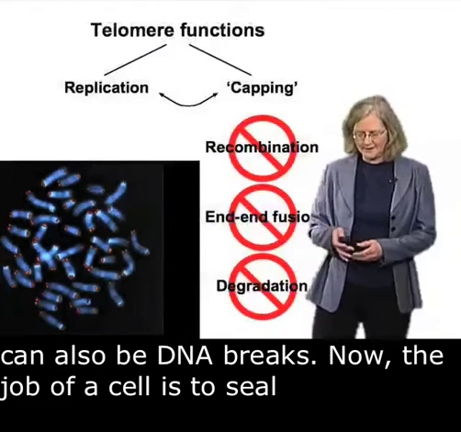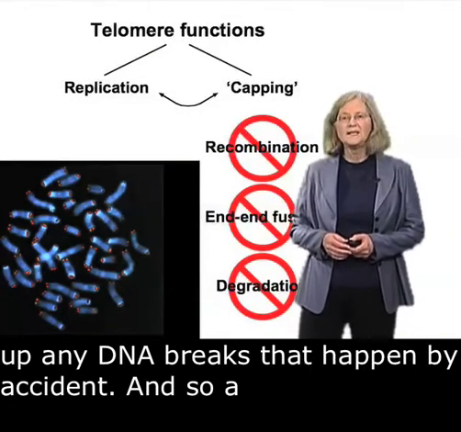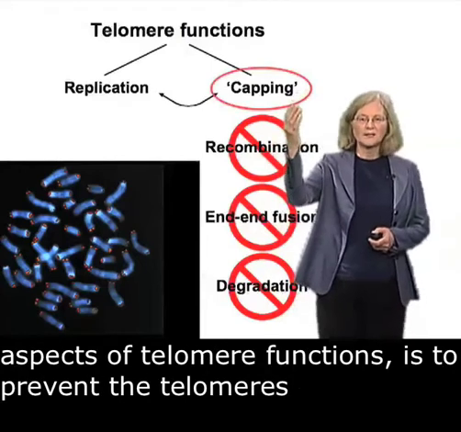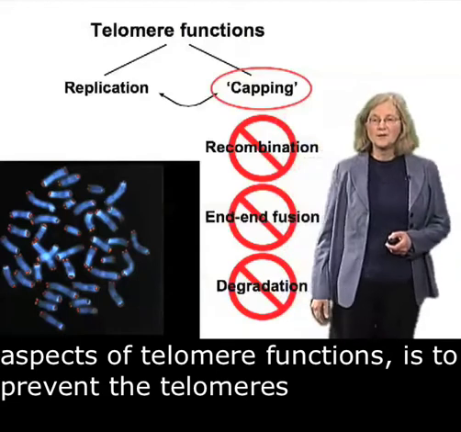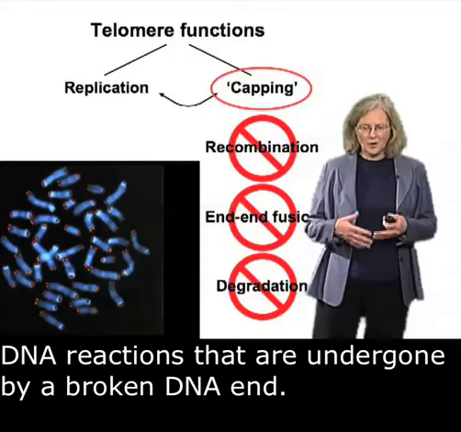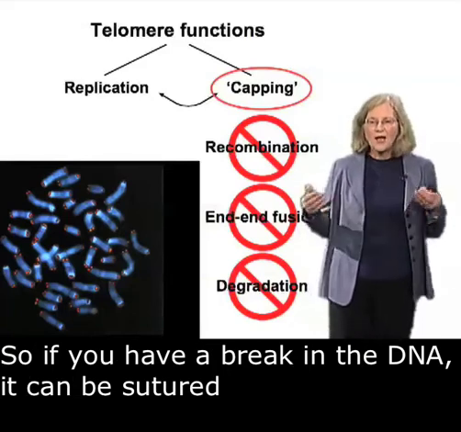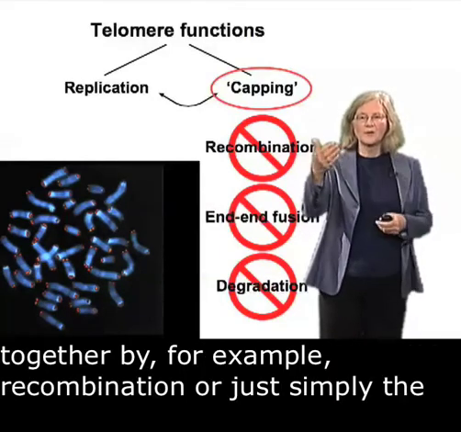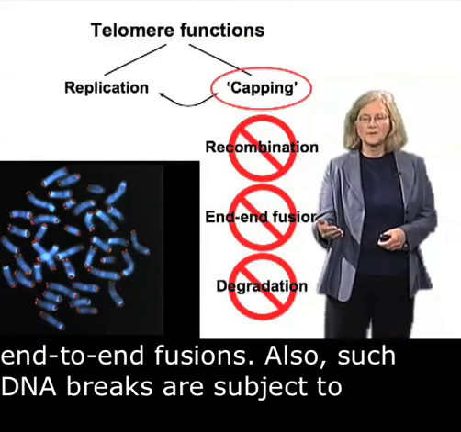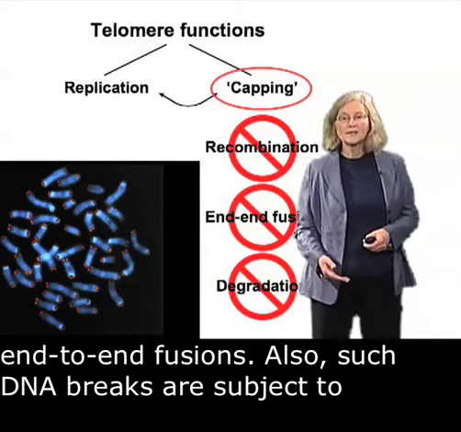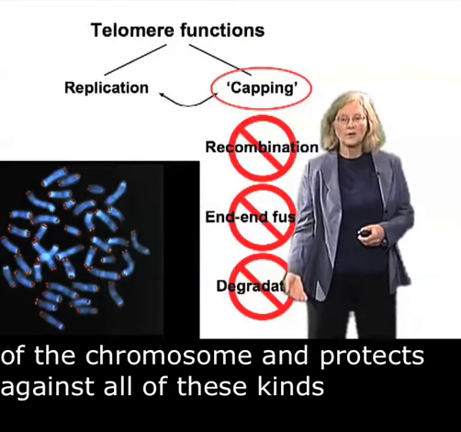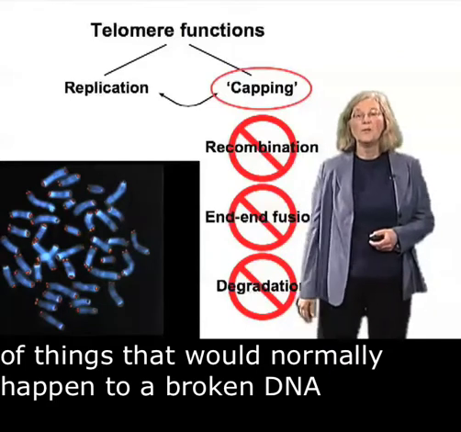Now, the job of a cell is to seal up any DNA breaks that happen by accident. And so a major part of this capping function, which is one of the aspects of telomere functions, is to prevent the telomeres from undergoing those very DNA transactions, those very DNA reactions that are undergone by a broken DNA end. So if you have a break in the DNA, it can be sutured together by, for example, recombination, or just simply the 2 broken ends can be ligated right back together by end-to-end fusions. Also, such DNA breaks are subject to degradation. Now, the telomere protects, it caps the end of the chromosome and protects against all of these kinds of things that would normally happen to a broken DNA end.